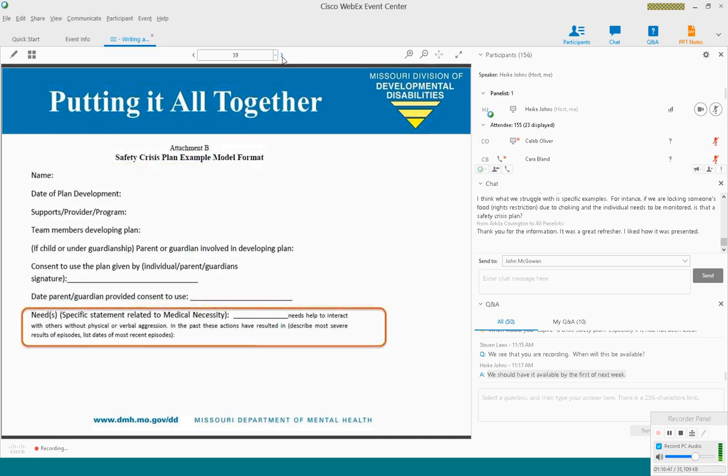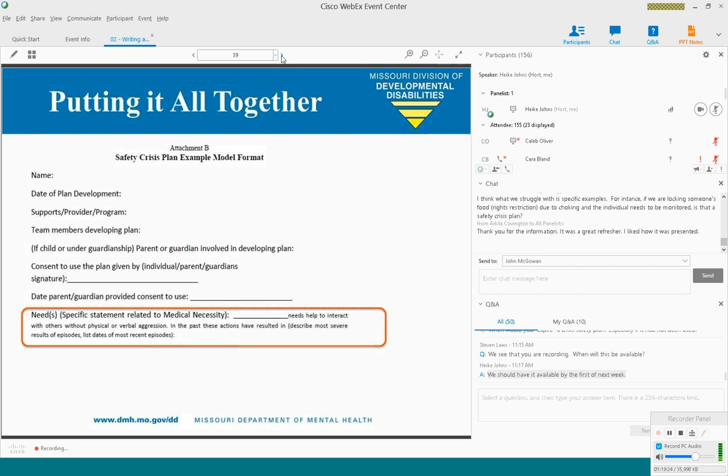The next part of the form is the needs statement. This describes why you need this safety crisis plan. Why is it medically necessary? Here, just describe the most severe episode of whatever has been occurring, and this provides justification as to why this plan is being put into place. It's just something that we need to have for any service that we're utilizing for an individual within the Medicaid waiver and CMS, is that things have to be done because they're necessary, not just because we want to. So we have to indicate here why it's necessary.